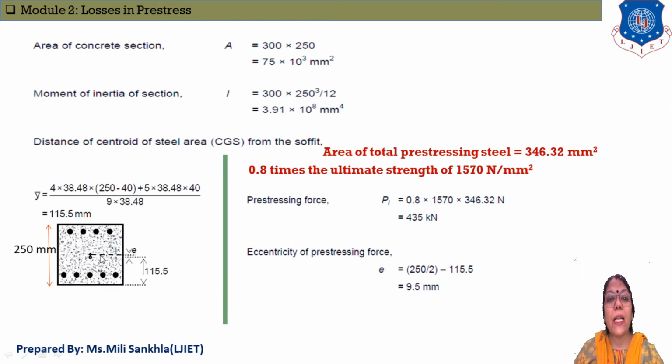Eccentricity is always calculated with respect to the NA. The neutral axis is subjected to neither compression nor tension. From this point, this is our eccentricity, 9.5. Here our CGS is below our CGC, which means we take eccentricity as positive. Learn that. In theory we already discussed that if the CGS, the centroid of our pre-stressing steel, is below the centroid of concrete, then the eccentricity must be positive.